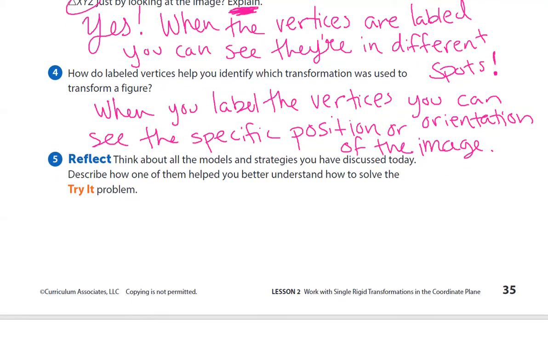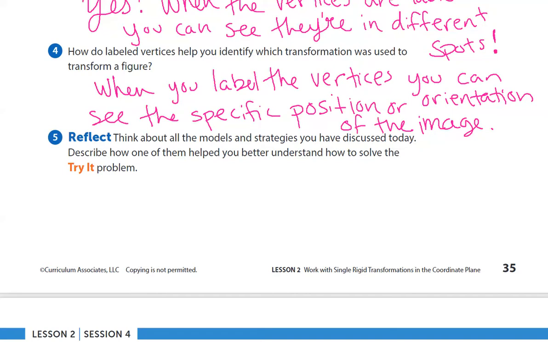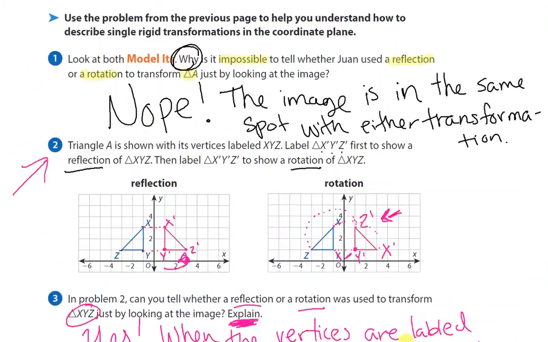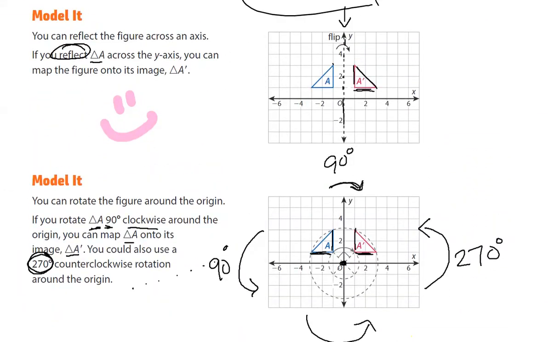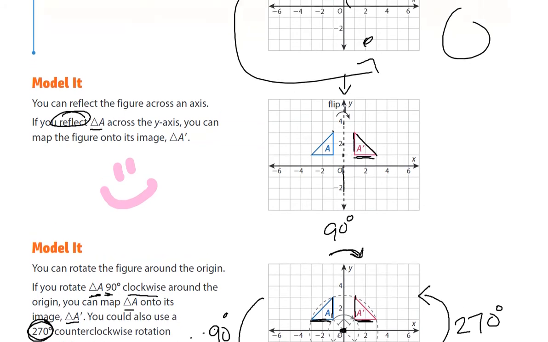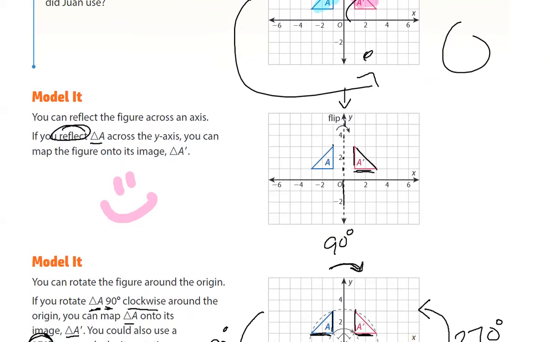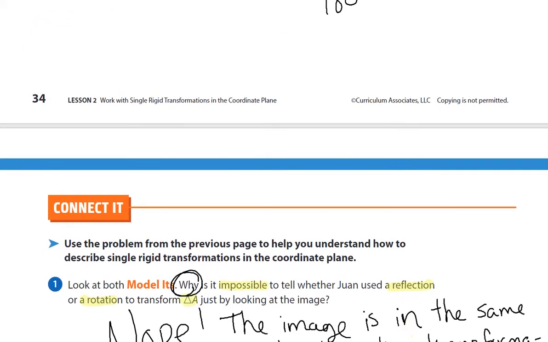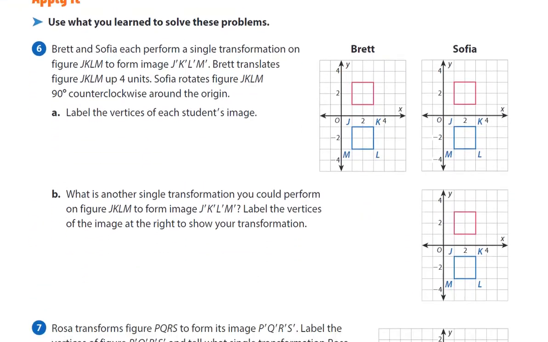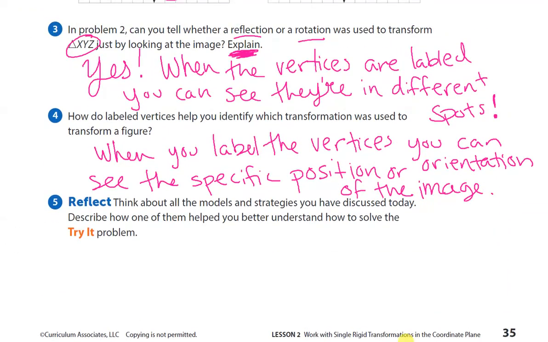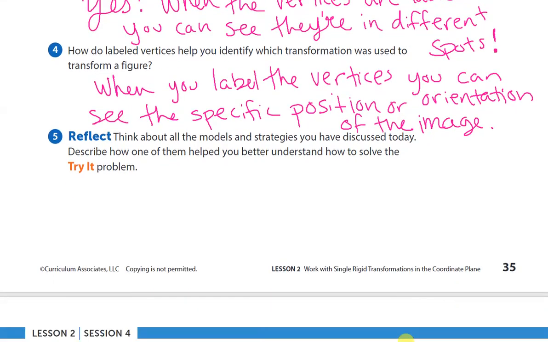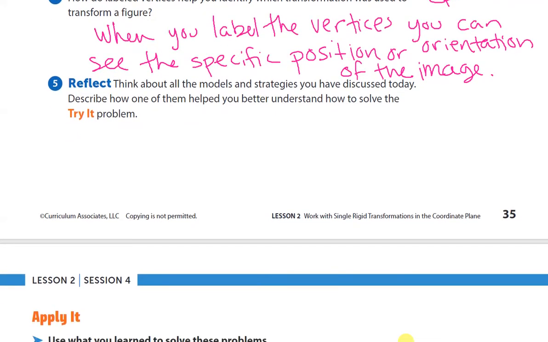Okay, and this one is for you to do. You're going to reflect. Think about the models and strategies you have discussed today. Describe how one of them helped you better understand how to solve the problem and try it. So looking up at the models, which one do you think is better? Really, it's the same thing, kind of. So just basically anything in the last couple pages, what was the thing that most helped you understand this lesson? Go ahead and pause and answer that question. And you're in pause because you answered the question.